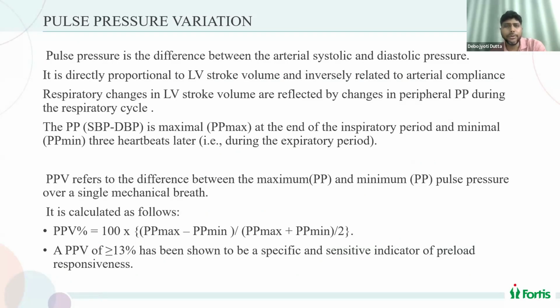Pulse pressure, we know, is the difference between the systolic and the diastolic pressure. This difference is proportional to the left ventricular stroke volume and inversely related to the arterial compliance. So respiratory change in the LV stroke volume will be reflected in the pulse pressure during the respiratory cycle. PP will be maximum at the end of the inspiratory period and minimal at the end of expiration, three heartbeats later. Its change is calculated as maximum minus minimum divided by the average. If the variation of pulse pressure is more than 13%, it has been shown to be a very specific and sensitive indicator of preload responsiveness.